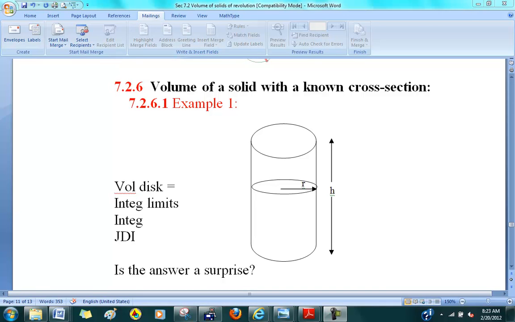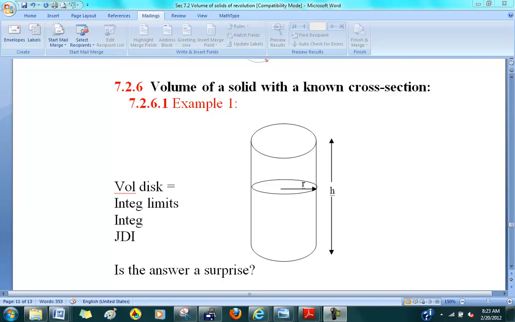Okay, so this video is 7.2c, and in this section there's another technique of finding the volumes of solids. The major difference is that in this topic we are not rotating a planar area, but instead we are cutting up a solid object into cross sections and adding the volumes of each cross section to get the volume of the entire solid.